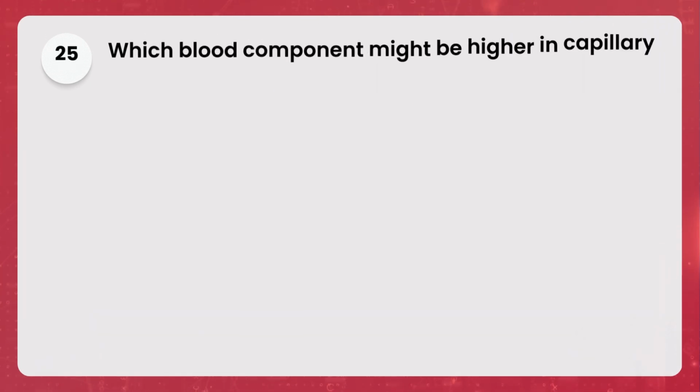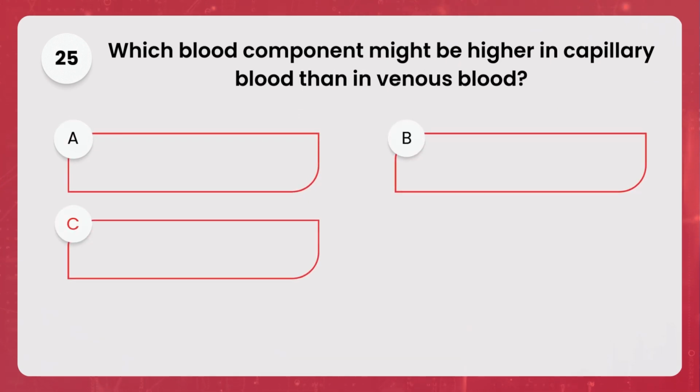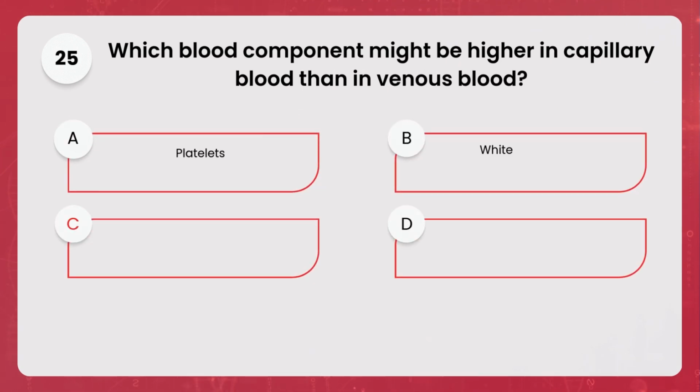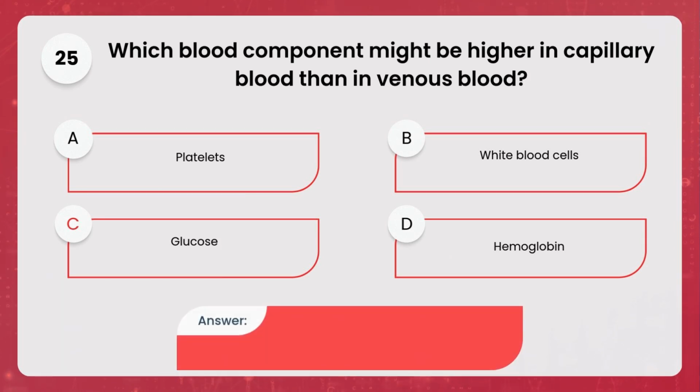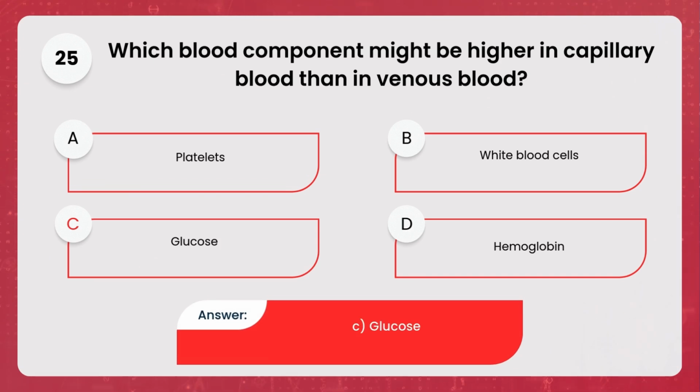Number 25. Which blood component might be higher in capillary blood than in venous blood? A, platelets, B, white blood cells, C, glucose, or D, hemoglobin? The answer is C, glucose.